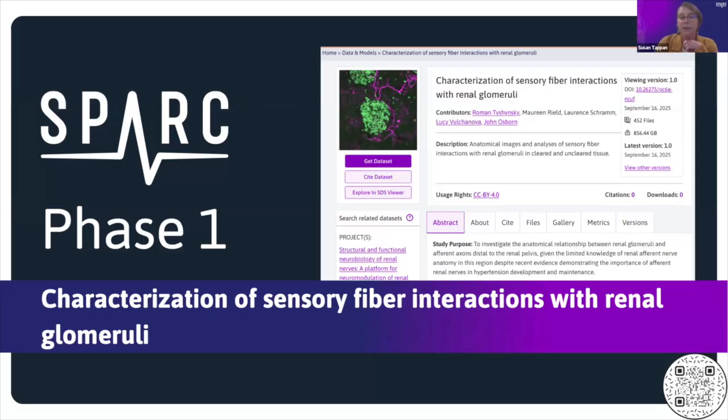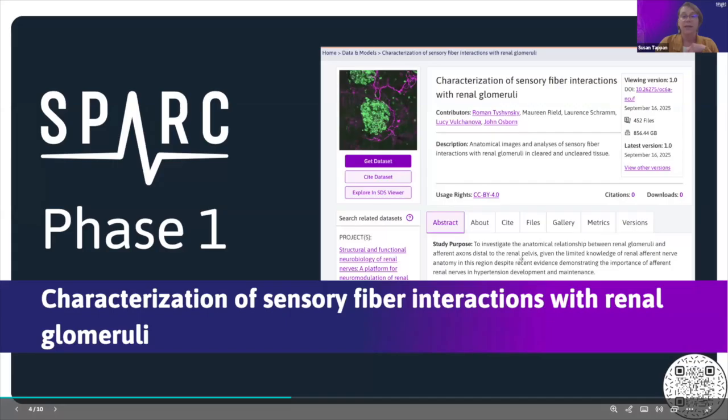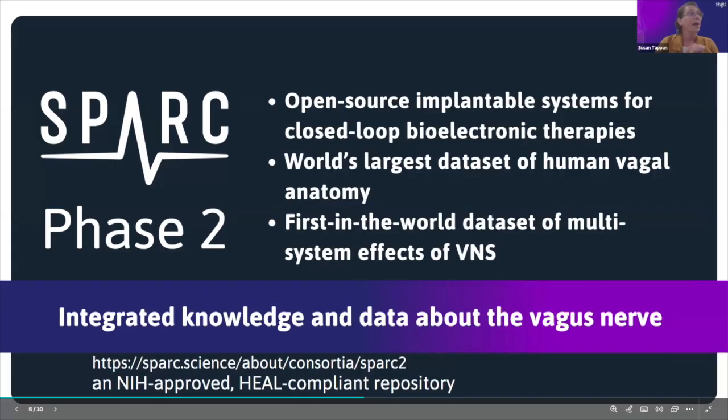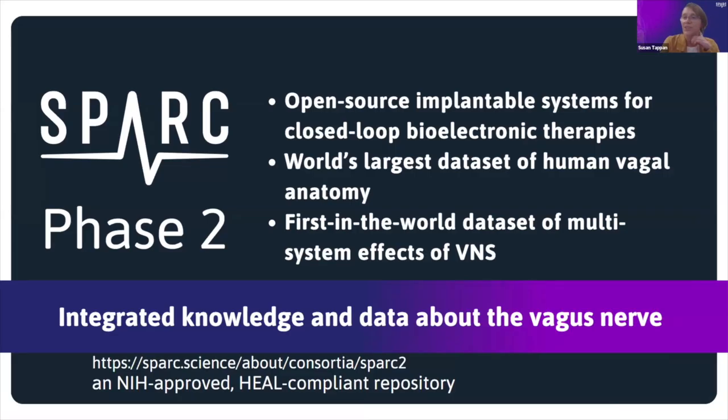Today, John will be focusing on his lab's effort to understand the afferent innervation of the kidney. Data from this project is available now on the portal. Dr. Osborn is also leading a project in the second phase of the Spark program. While this isn't the topic of today's presentation, I'd like to mention Spark Phase 2, which built off the success of Phase 1 to focus on the structure and function of the human vagus nerve.